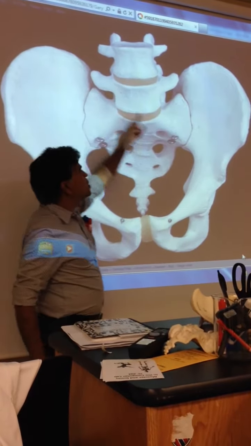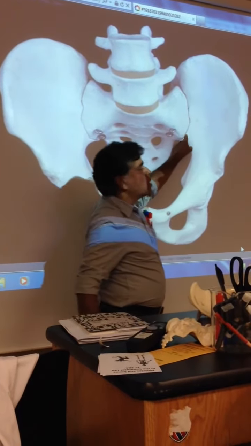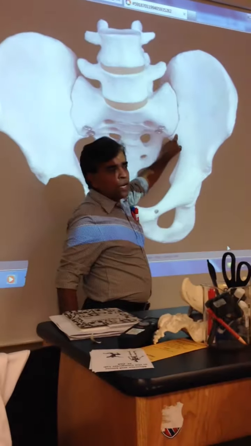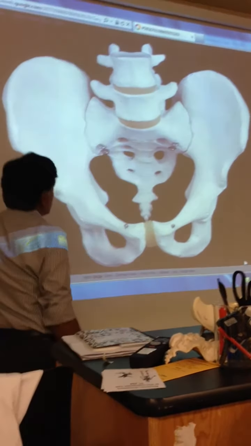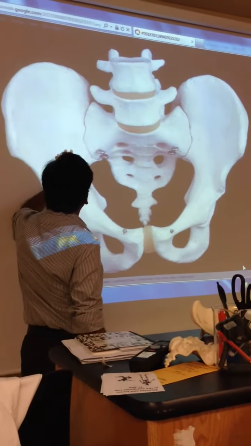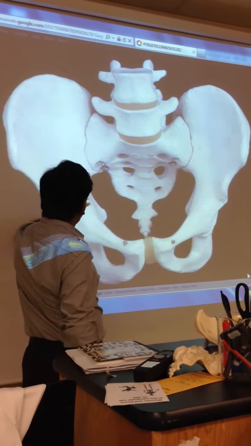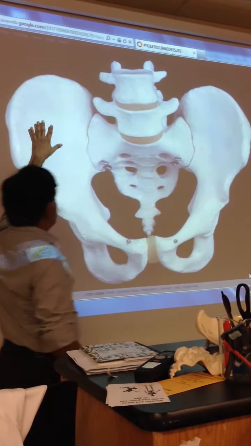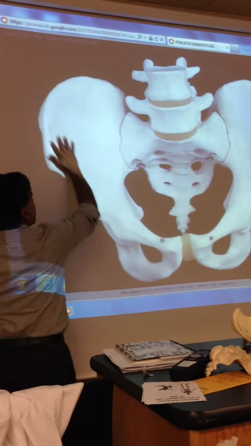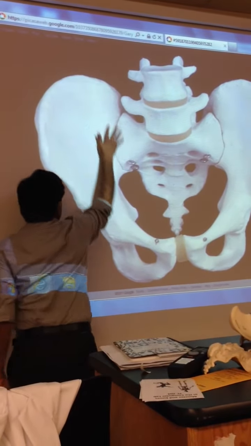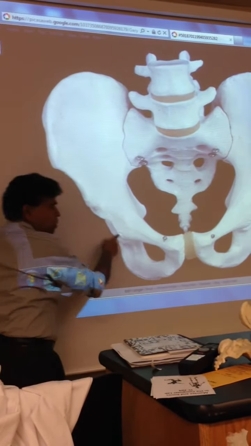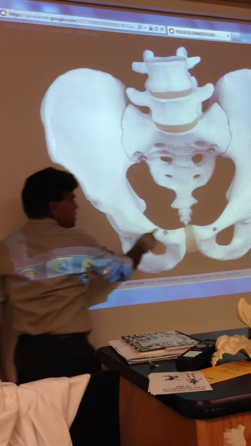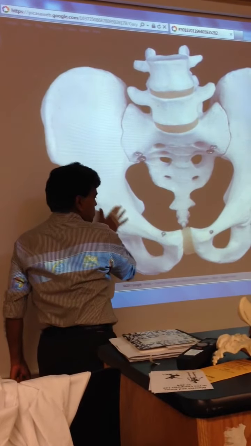So we call this joint the sacroiliac joint or iliosacral joint. You can go with what you have in your book. And then there are three bones that make the os coxa. The broad end of the bone is your ilium. This is your ischium. The pubis is in the front, this piece.